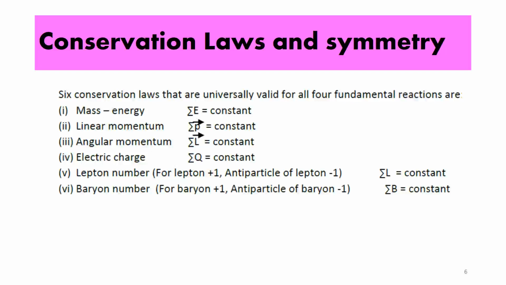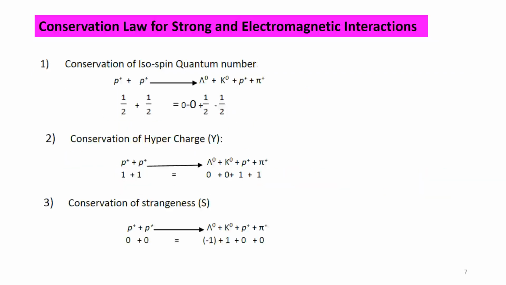Almost all elementary particles. In addition to those 6 conservation laws, the strong and electromagnetic interactions obey 3 additional conservation laws, that is conservation of isospin, conservation of hypercharge, and conservation of strangeness. So, for example, in the collision between proton and proton, a lambda particle is emitted, and again a K particle, a proton and pi plus particles are released.